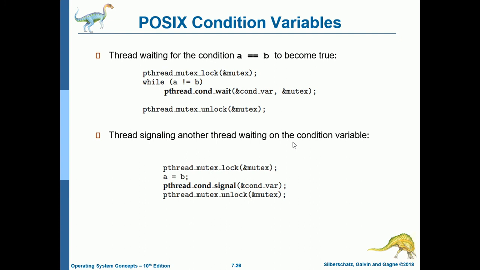For a thread waiting for a condition such as A equals B to become true, this is what we're going to use: pthread_cond_wait, and its parameters are &cond_var and &mutex. And then, for a thread signaling another thread waiting on the condition variable, this is the code to be used: pthread_cond_signal, and its parameter is &cond_var.